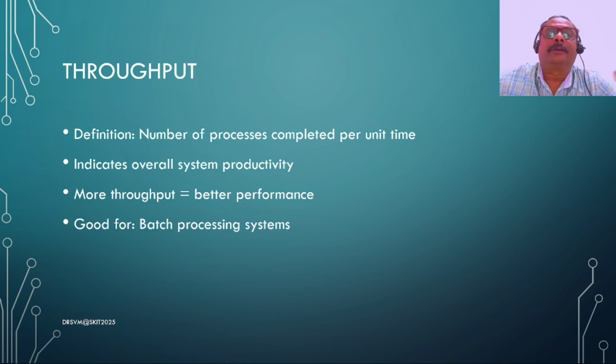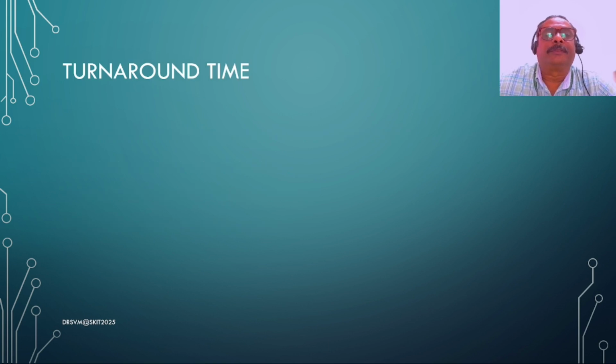It is a good measure when we are working with batch processing systems. When we are working with a batch processing system, throughput is the best metric to measure the system performance. Then we have something called turnaround time.